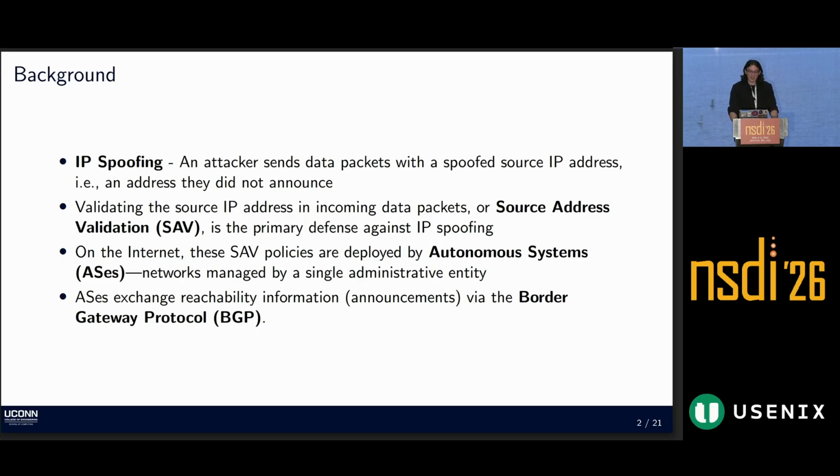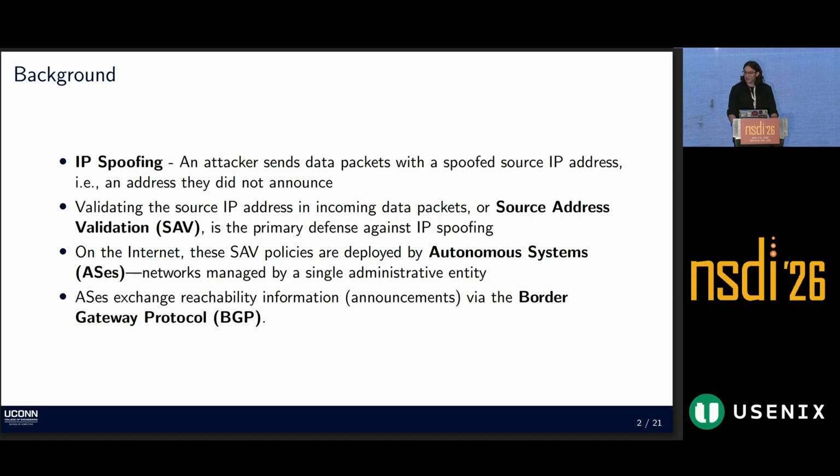IP spoofing is a technique exploited in many attacks, including distributed denial of service or DDoS attacks, DNS poisoning, TCP injections, and all other off-path attacks. IP spoofing is when an attacker sends data packets with a modified source IP address that it is not authorized to use. The defense against IP spoofing is source address validation, which validates the source IP address of incoming data packets based on some policy-specific criteria.